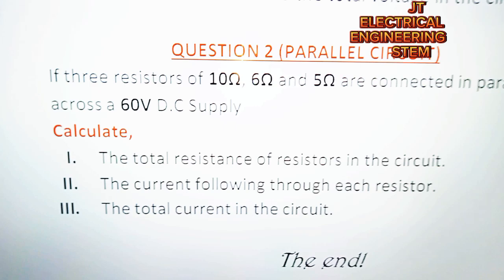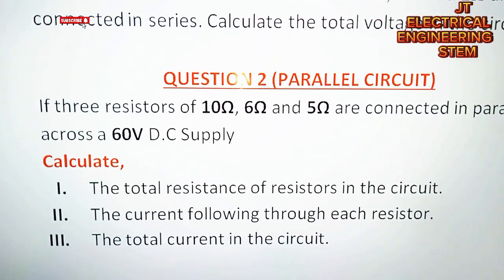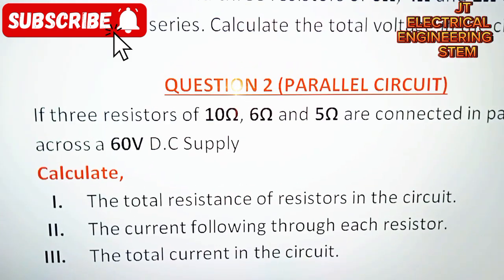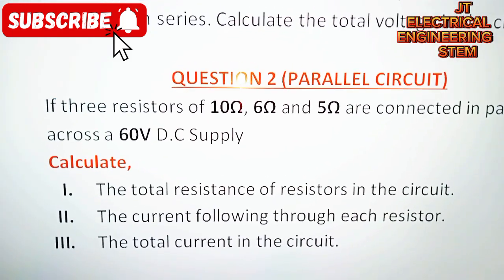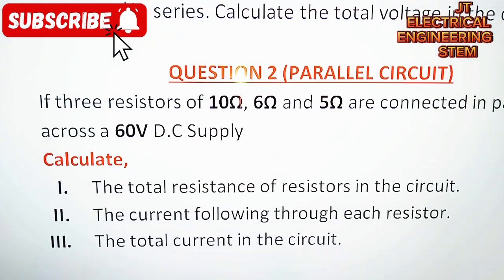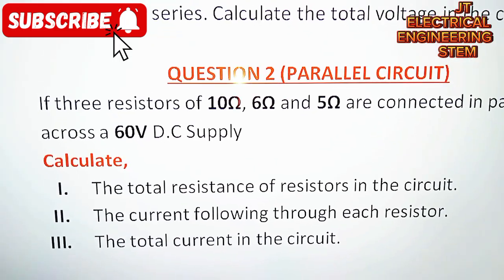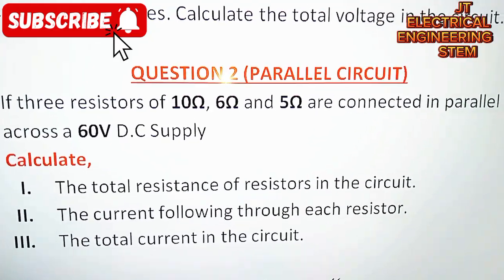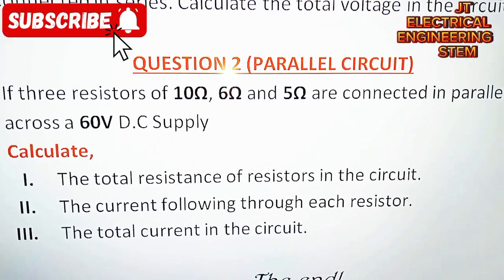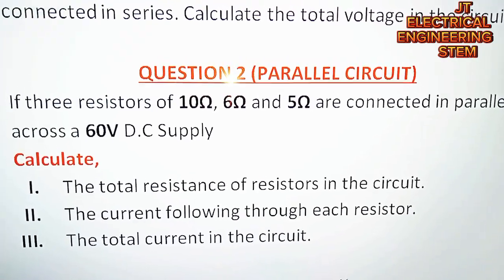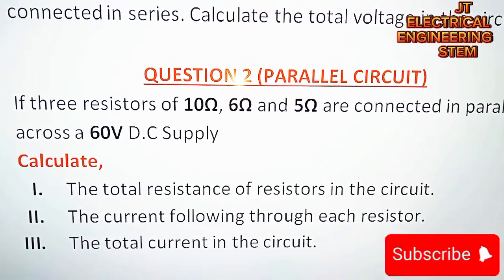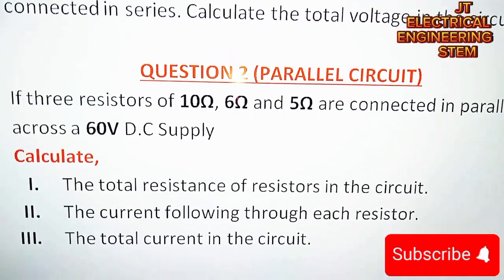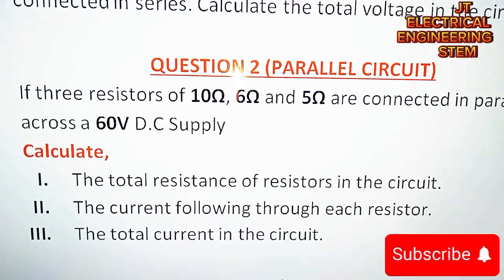Folks, we are back again to solve our next question on parallel circuit. So we have a question under the parallel circuit, so I will take the reading. If three resistors of 10 ohms, 6 ohms and 5 ohms are connected in parallel across a 60 DC supply. To those of you who don't know, the abbreviation of DC is direct current. So direct current supply. So I'll take it again.